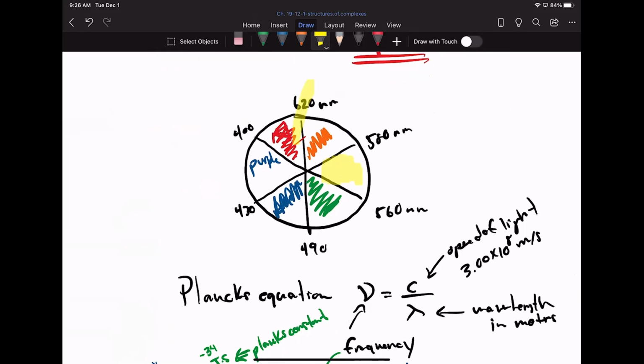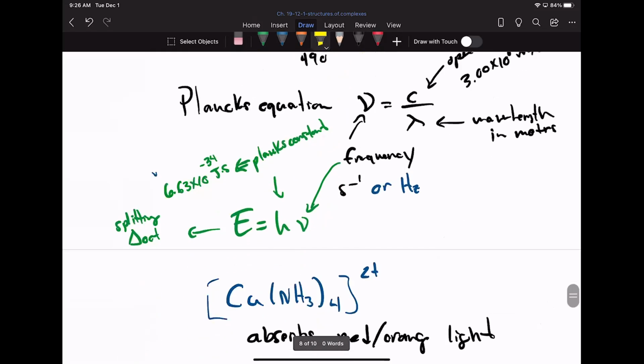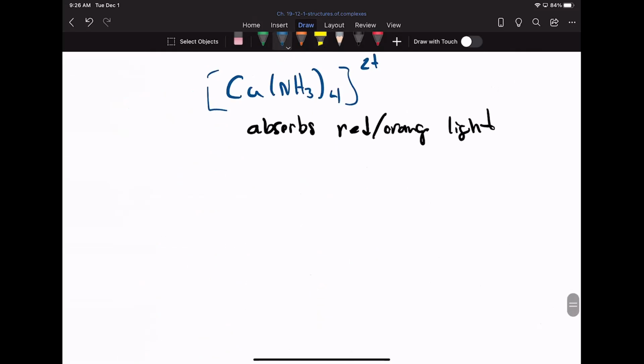So if we know what light it absorbs, and I would tell you what light it absorbs, so it absorbs red, orange light. If I had said it absorbed yellow light, we could say that's about 570 nanometers. If I said purple, well, that'd be about 415 nanometers. So here, the red, orange, I'm going to guesstimate that to be about 620 nanometers. That's my starting point.